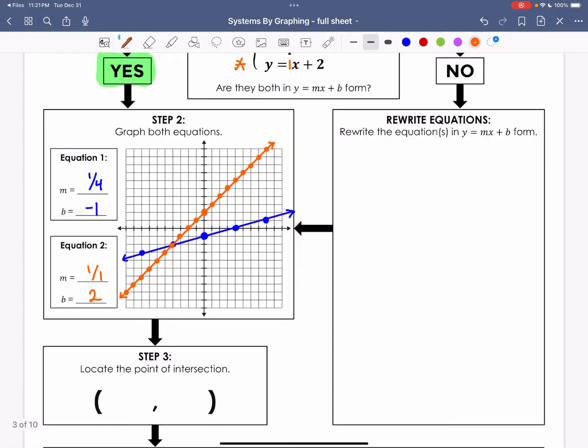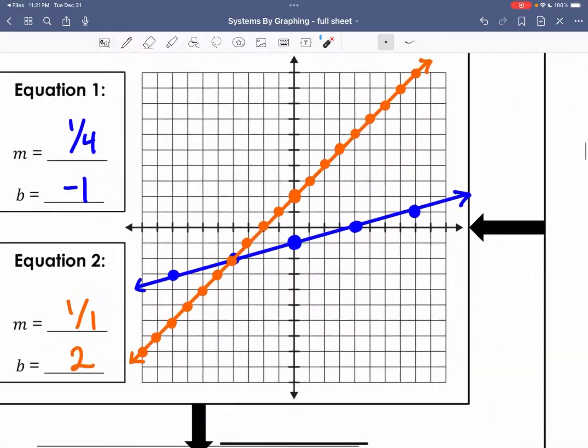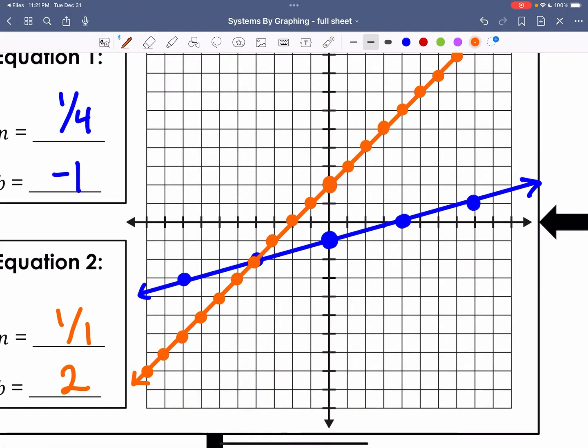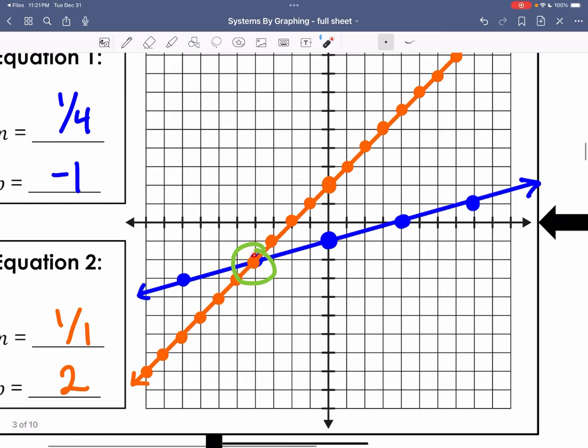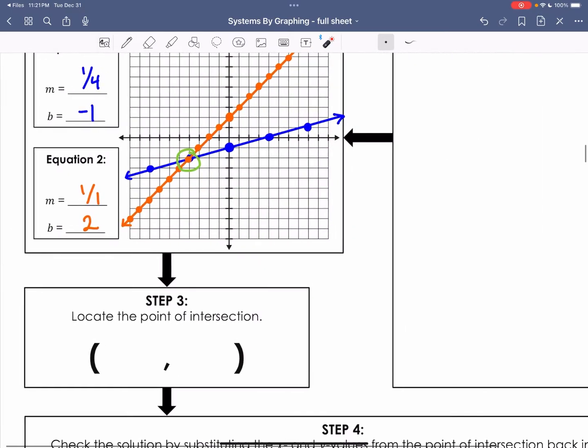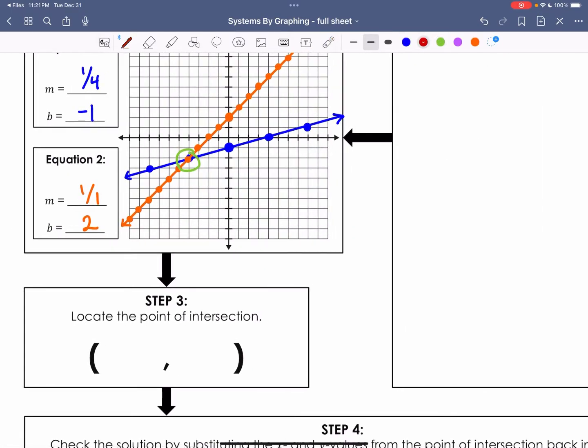We are now moving on to step 3, which is locate the point of intersection. So looking at what we have going on, we have a point of intersection right here. And remember, it's x and then y. So on the x-axis, we had to go back 1, 2, 3, 4 spaces to get to that intersection point, and then down 2. So our point of intersection is going to be -4, -2, right? Because we went backwards 4, down 2.